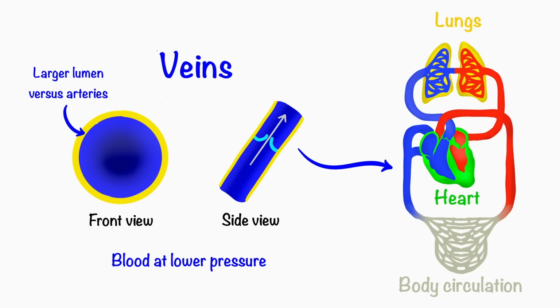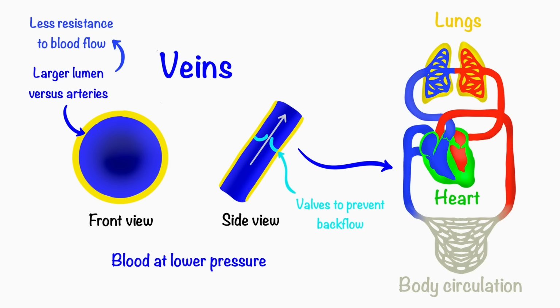First, they have a larger lumen or internal space than arteries of comparable size. This larger channel offers less resistance to blood flow, helping blood move despite the lower pressure. Second, many veins, especially those in the limbs, contain valves. These one-way valves prevent blood from flowing backward due to gravity. Third, vein walls are thinner than artery walls since they don't need to withstand high pressure. However, they still contain some muscle and elastic tissue to maintain their shape and assist with blood flow.